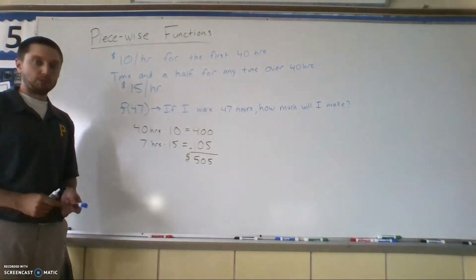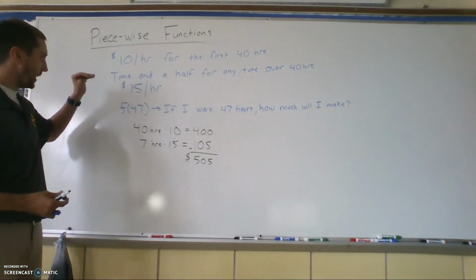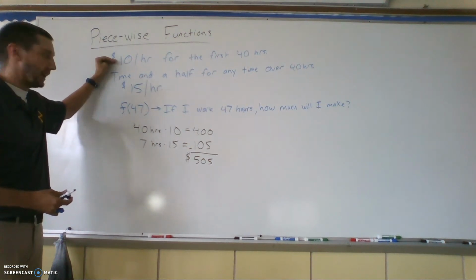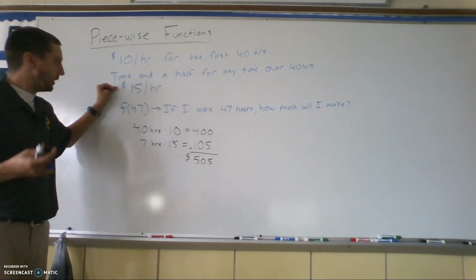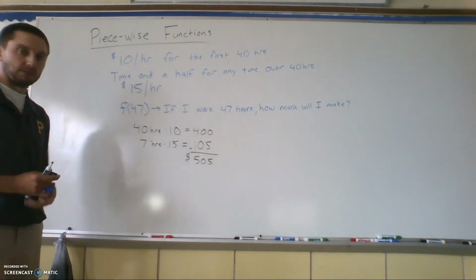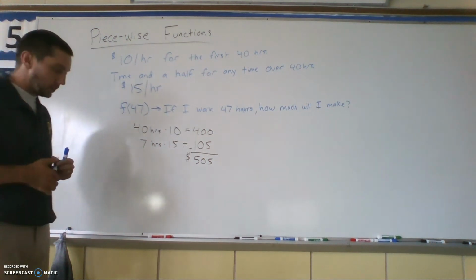Okay? So that is an example of a piecewise function. If you work 40 hours, that's how much you're making an hour. But our equation changes if I work more than 40 hours. Now it's going to be more than just $10 an hour. Now it's $15 an hour.